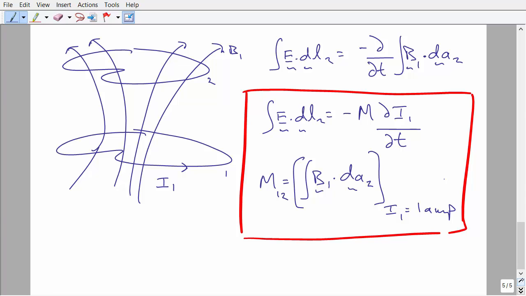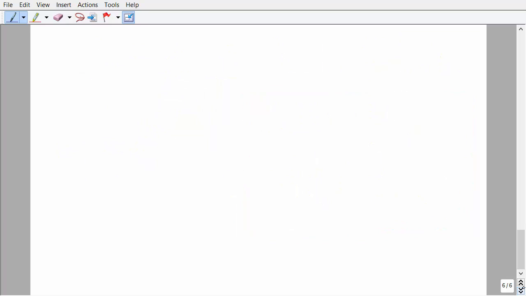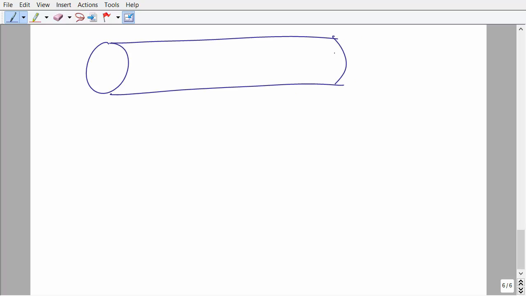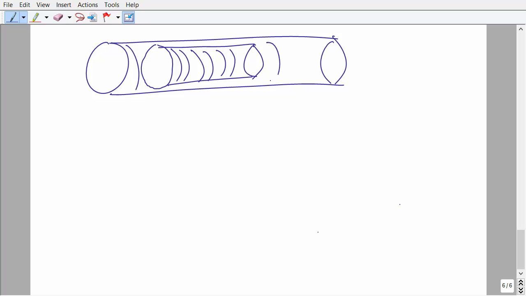Alright, so let's now study a simple example where we might use this, and the simplest example that we can consider is two solenoids, one inside the other. So here is solenoid 1, and we're going to put inside it another solenoid. This is embedded inside it. There are turns on both of them. I'm sorry my drawing isn't that good, but I've got an inner solenoid inside an outer solenoid.